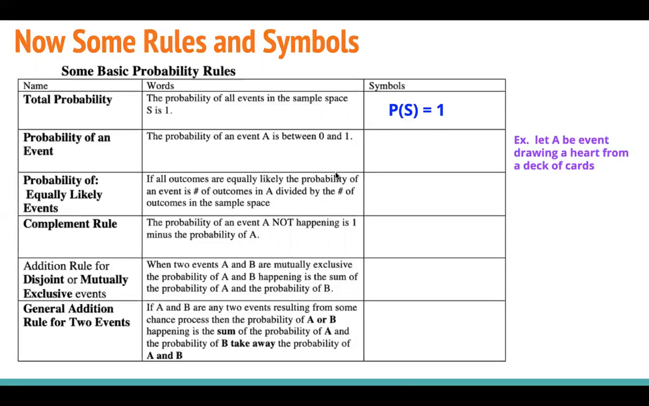Let's look at an example. If we let A be the event of drawing a heart from a deck of cards, say the probability of A equals 0.25. And notice that's P(A) equals 0.25.